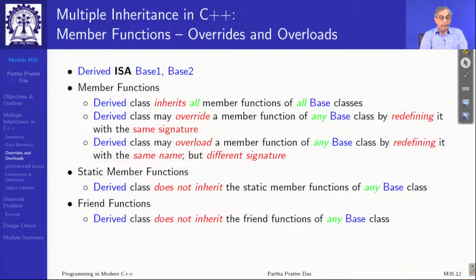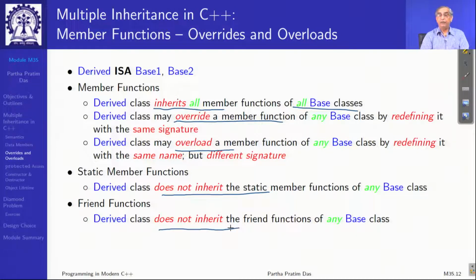Let us move on to the member functions. How does the override and overload work? Naturally, all member functions of all base classes are inherited. They can be overridden, they can be overloaded by redefinition. Static member functions are not inherited, as you know. So there is nothing special in terms of multiple inheritance here, neither for the friend functions. So, we will not have any other special discussion about them, because as you know, they have no role in the inheritance process, because they are all statically bound.